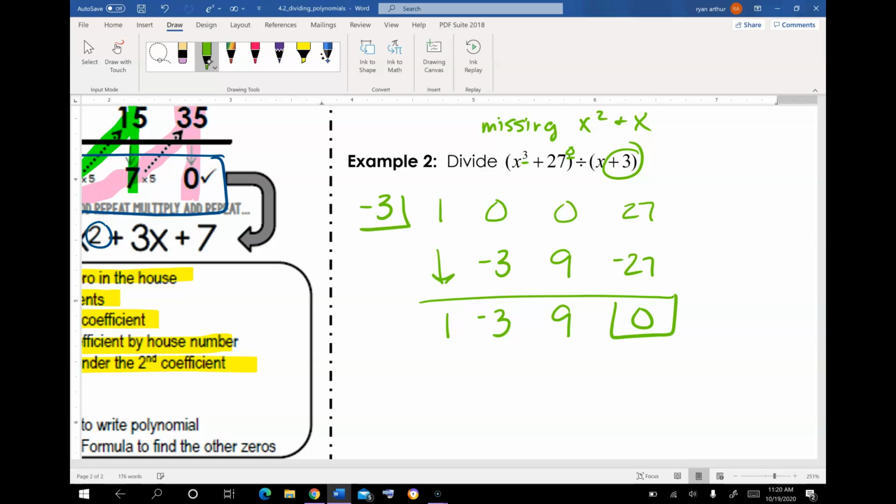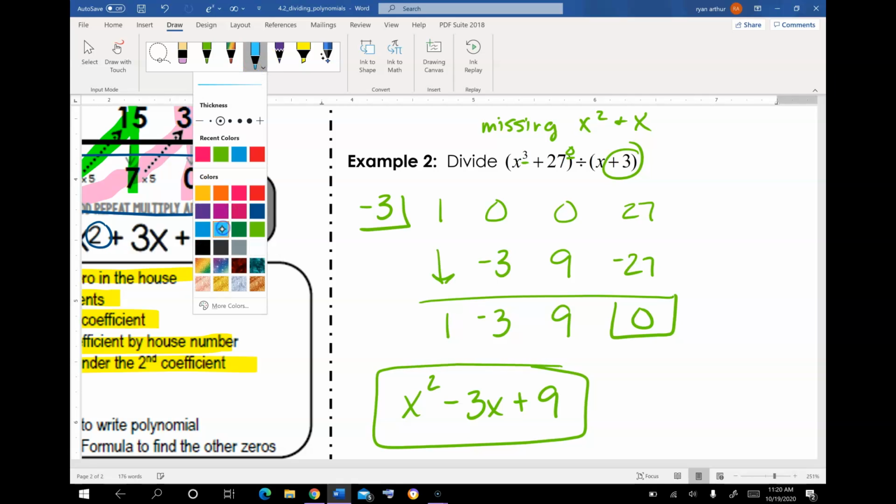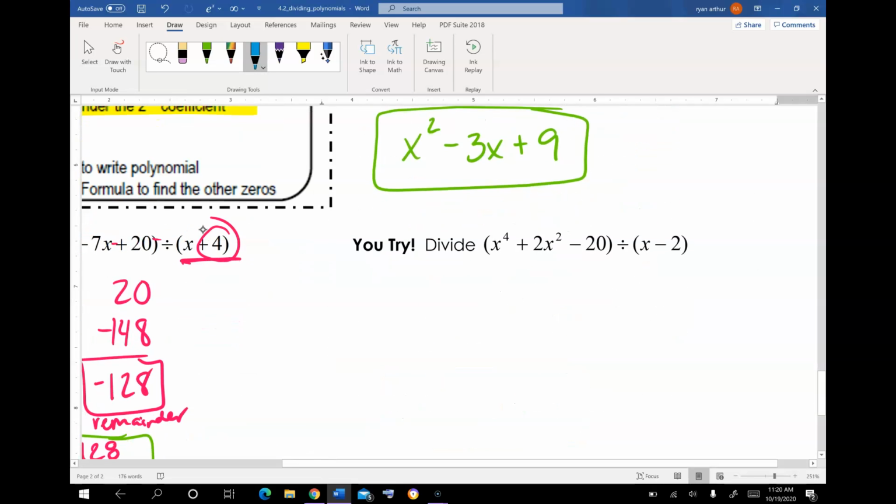Okay? So we started with a cubed. Our answer will be in a squared. So this is going to be x squared minus 3x plus 9. And there's no remainder, so that is your answer. All right? So next one. You write what goes in your house, opposite. So a +2 goes in my house.